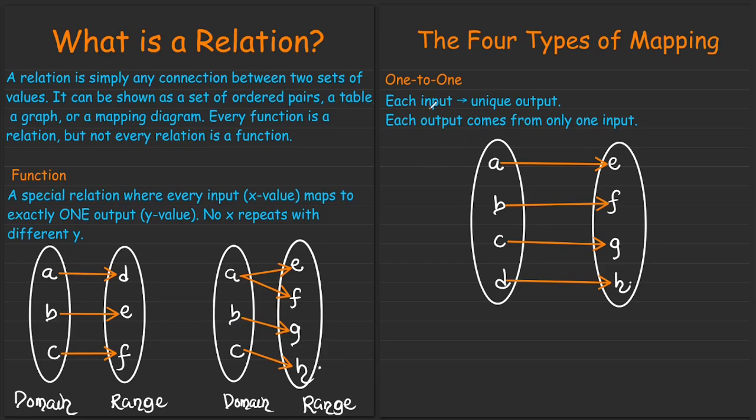One-to-one mapping is such that each input, so all these elements here, that is A, B, C, and then D, are all mapping to a unique output. That is exactly one element in your range. This type of mapping is a function, and it is the best kind of function you would ever get. One-to-one mapping is a function. Why? Because each input maps uniquely toward an output.